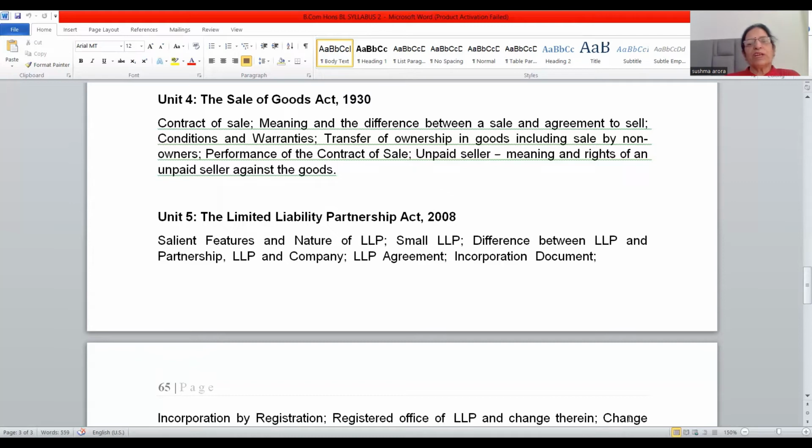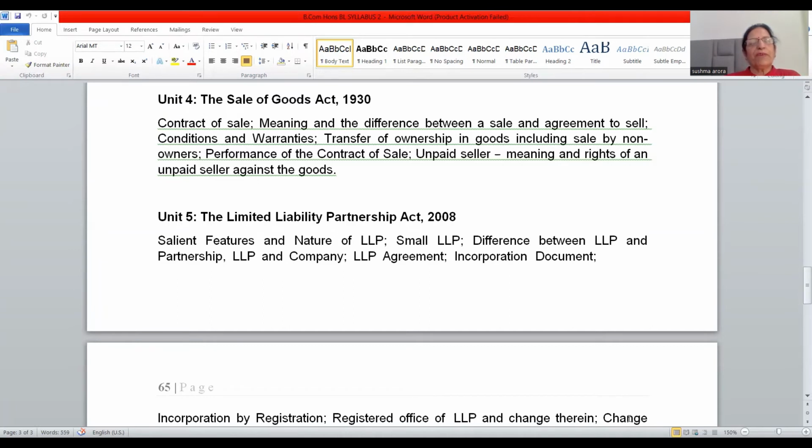Then what is performance of contract of sale? How is the contract of sale performed? Who is an unpaid seller? As the name implies, the seller who has not been paid, what? Part of the amount or whole of the amount. This is a simple meaning of the term unpaid seller. But I'll take up in detail. I have taken the detailed meaning of unpaid seller in my videos. Then meaning and rights of an unpaid seller against the goods, even they have been covered. Under 3 headings, 2 headings, all rights of unpaid seller against the goods have been covered.